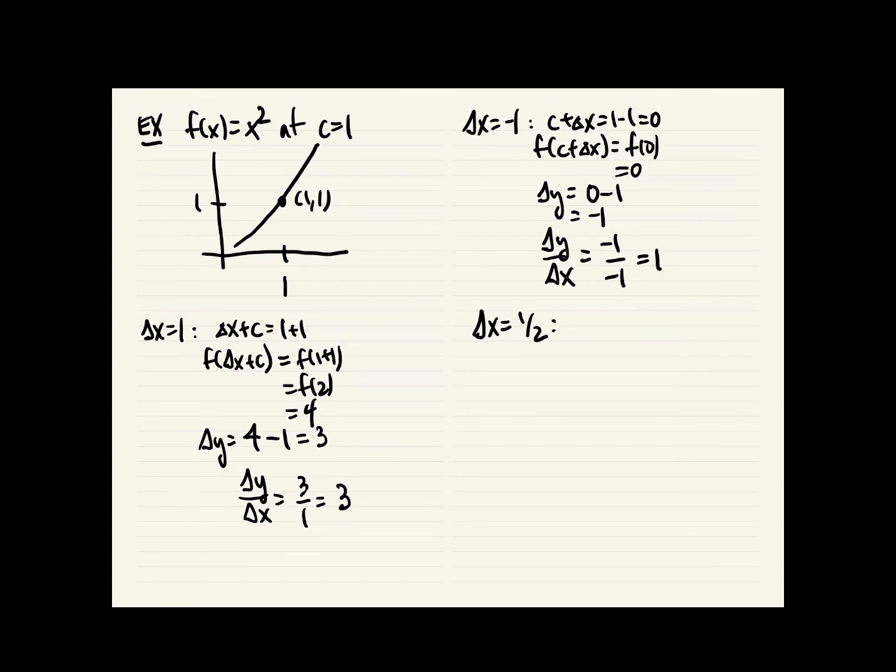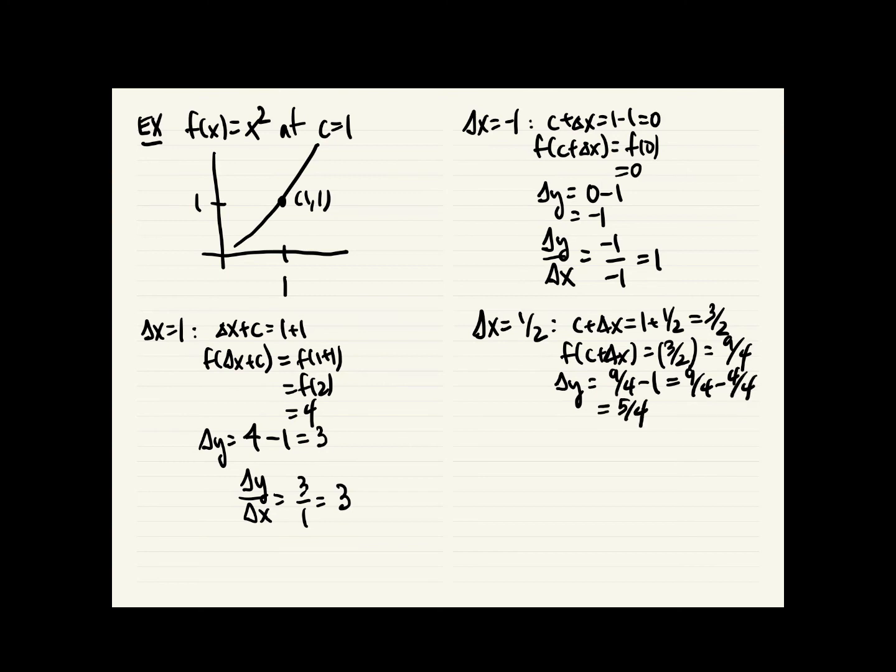So if delta x is a half, then c plus delta x is 1 plus a half. That's 3 halves. Then my function at 3 halves, you square it, so I get 9/4. So what's my delta y? Well, it's 9/4 minus 1, right? My new y value minus my old y value. And that's 9/4 minus 4/4, so that's 5/4. So delta y over delta x is 5/4 over a half. Dividing is the same thing as inverting and multiplying. And so I get 5 halves, or 2.5.